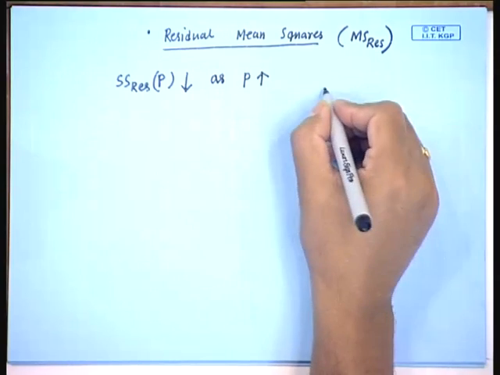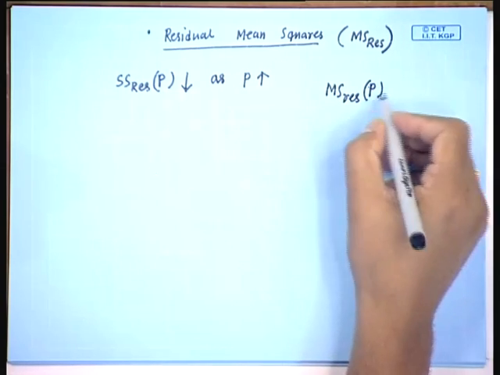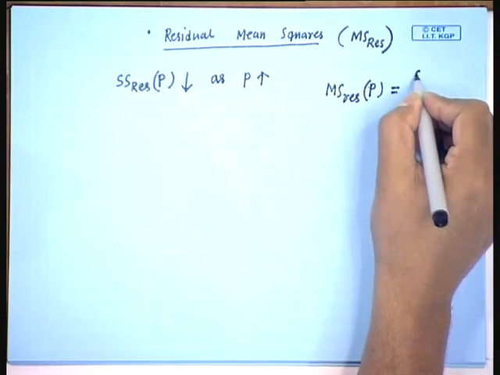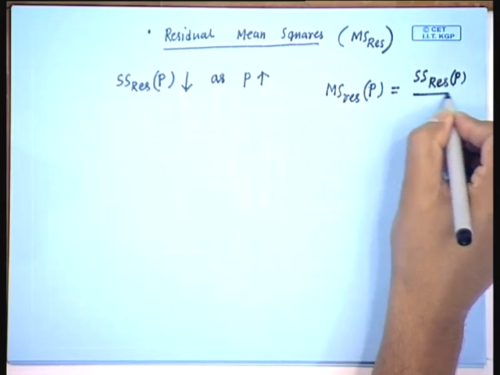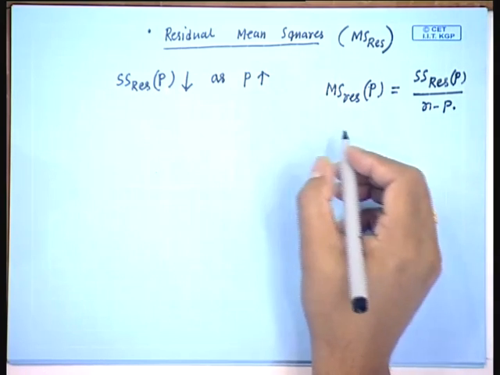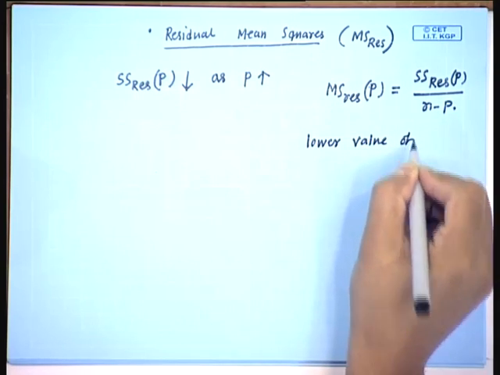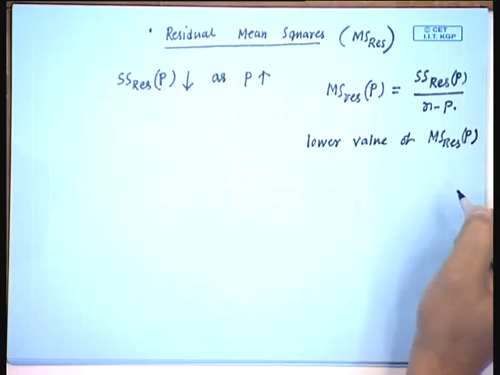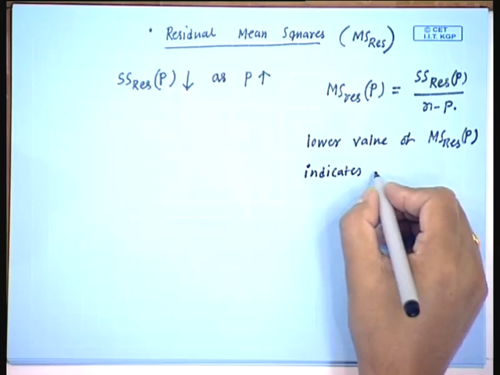Now, what is MS residual? The MS residual associated with the model involving p minus 1 regressors is equal to SS residual p divided by n minus p. And of course, a lower value of MS residual p indicates a better fit.